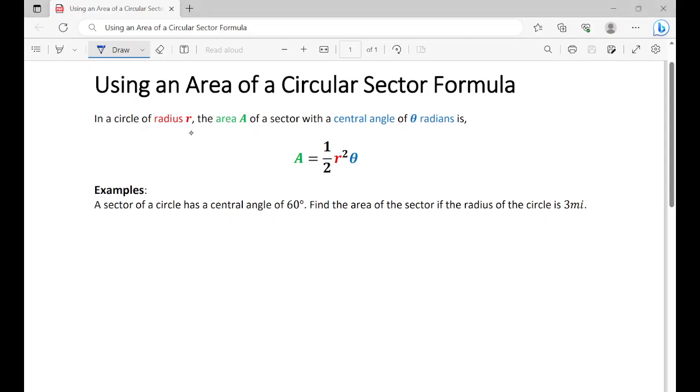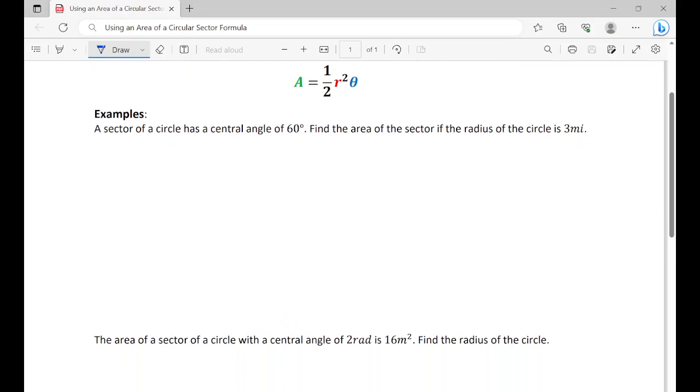In a circle of radius r, the area A of a sector with a central angle of theta radians is given by the formula A equals 1/2 times r squared theta. So we're going to use this formula to answer the next few questions.